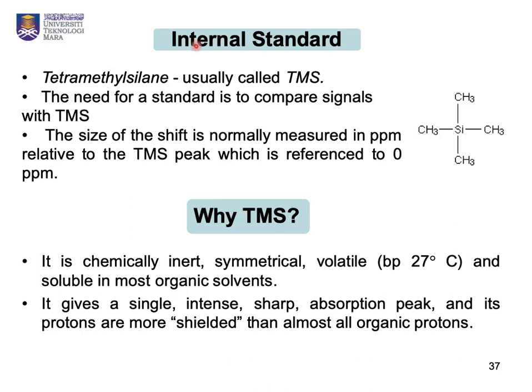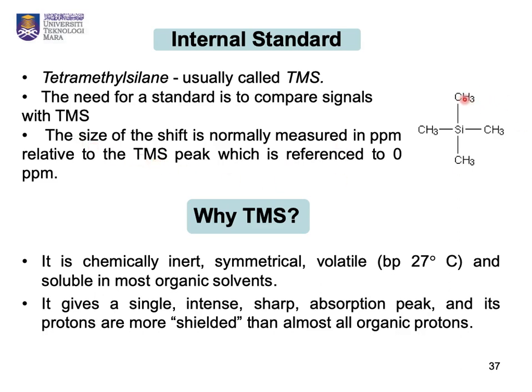So in NMR we generally use an internal standard. The internal standard which is commonly used in NMR is tetramethylsilane, which is usually called TMS. The need for the standard is to compare the signals with the TMS. The TMS peak, a single peak, always comes at 0 ppm. So we always see the proton frequency or the nucleus frequency with respect to this reference, which is the TMS.